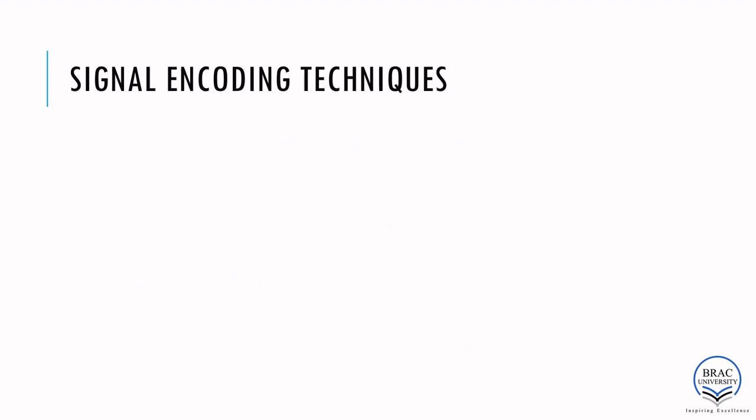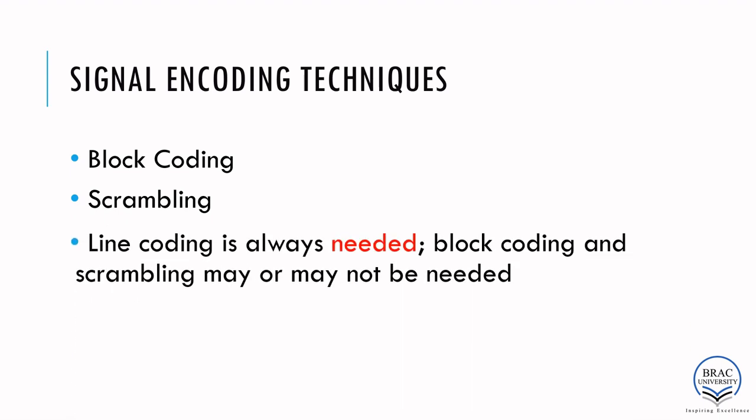To tackle some of the disadvantages that some of these line coding schemes have, we use block coding and scrambling. Now, line coding is always needed whenever you're trying to convert binary data to a digital signal, but block coding and scrambling may or may not be needed. The main focus of this video is encoding binary data using different line coding schemes.